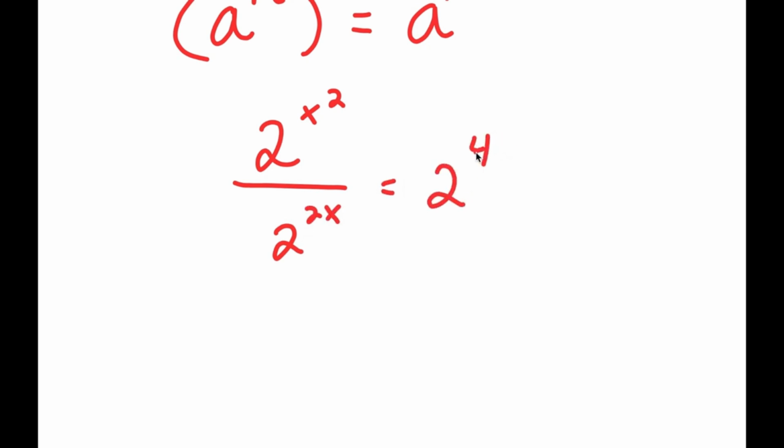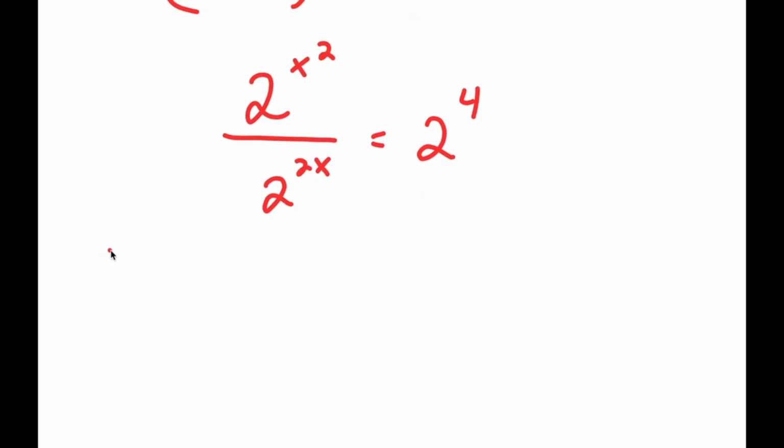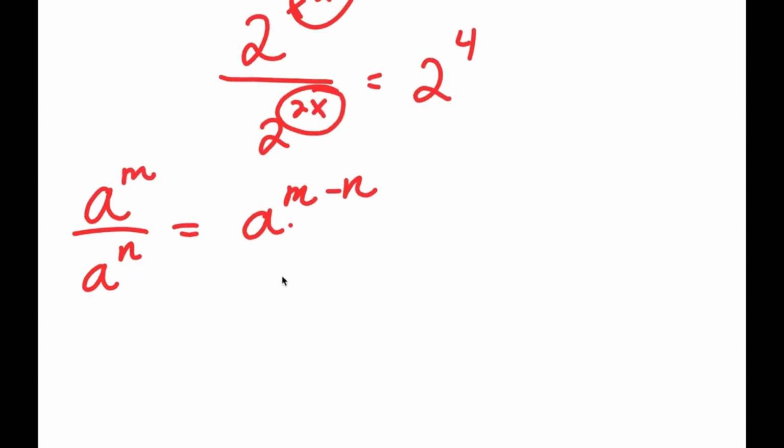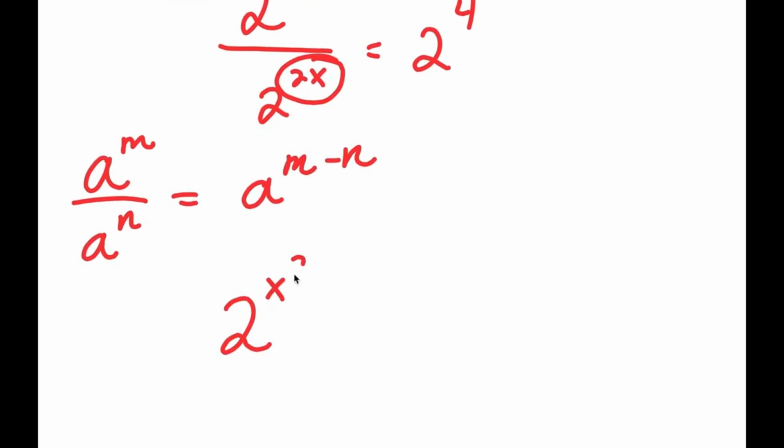And now from here, if I have something in the form a to the power of m over a to the power of n, this is equal to a to the power of m minus n. So in this case, m is x squared and n is 2x, so I get 2 to the power of x squared minus 2x is equal to 2 to the power of 4.